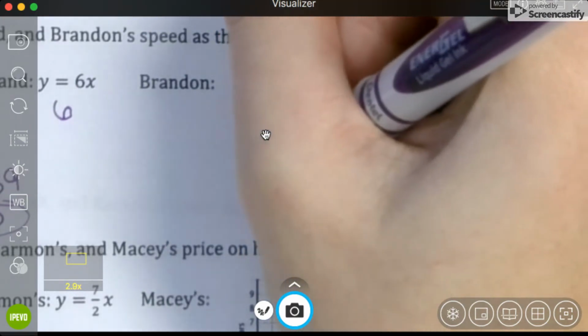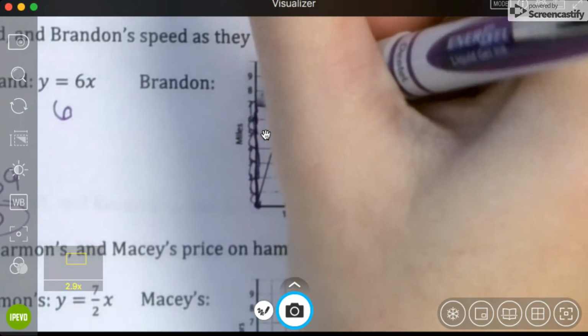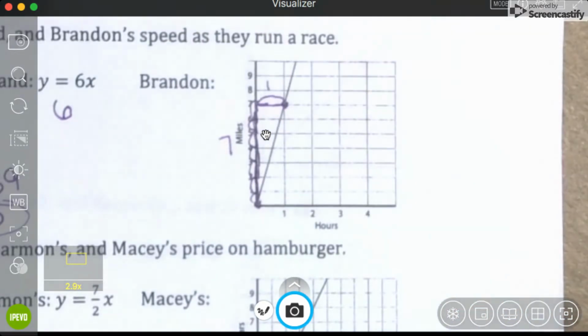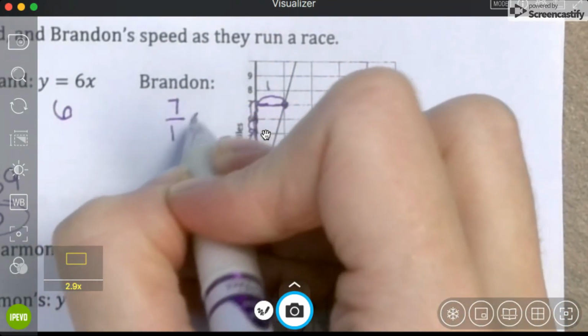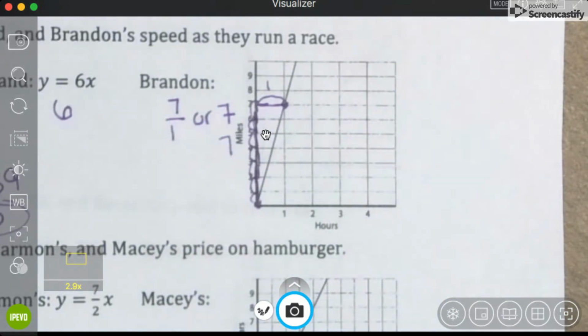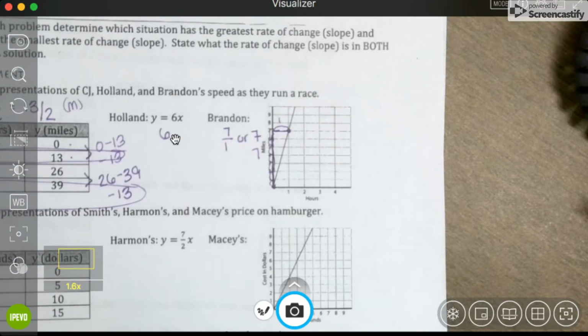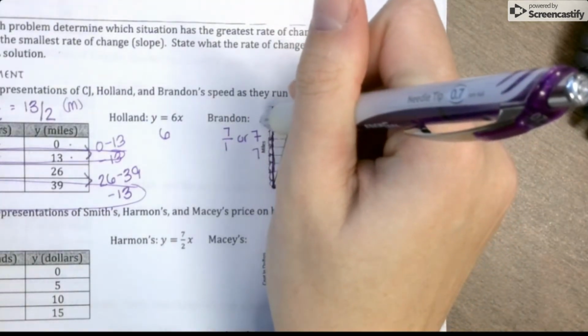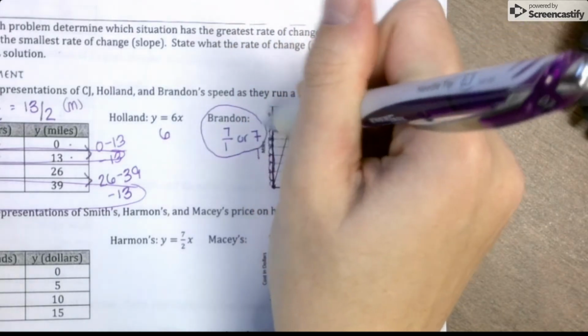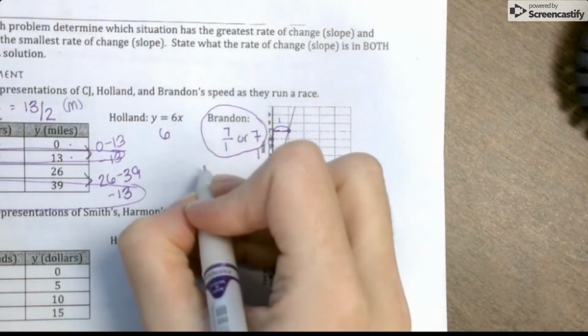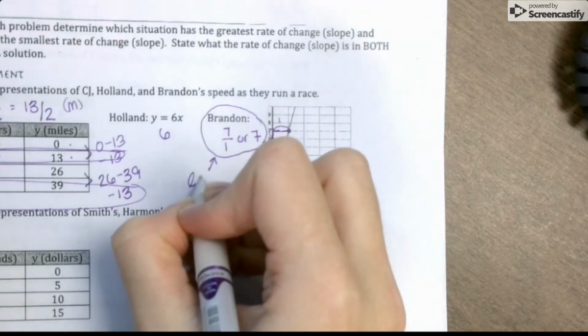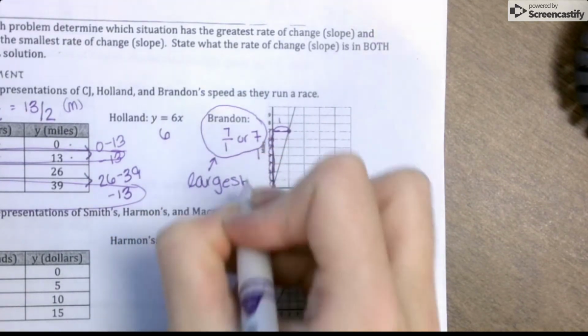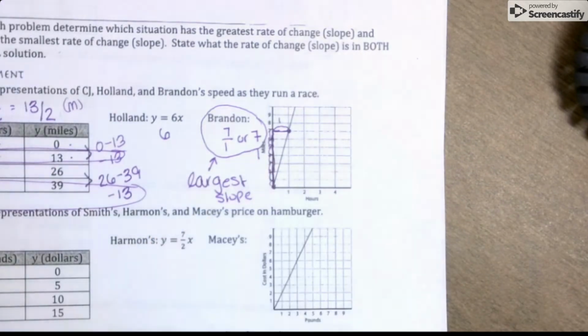So how many boxes up is it? 7, and how many over is it? 1. So 7 over 1, or just 7, right? Which of these, 7, 6, or 13 over 2, is the biggest? 7 over 1 is the biggest. Okay? That is the largest slope. All right?